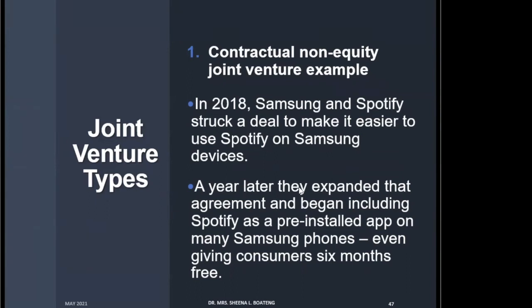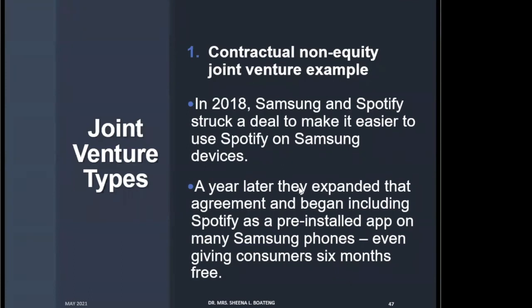And they also agreed that it would be easier for Samsung users to be able to stream music on Samsung devices. Now, a year later in 2019, based on how well the previous agreement went, they went on to expand the terms of their contractual non-equity joint venture to make it such that Spotify will come pre-installed on Samsung phones. Not all of them, but a particular number and type of Samsung phones. So that whoever buys that type of Samsung phone will receive Spotify on it pre-installed and get 6 months free access to stream all kinds of music on Spotify.